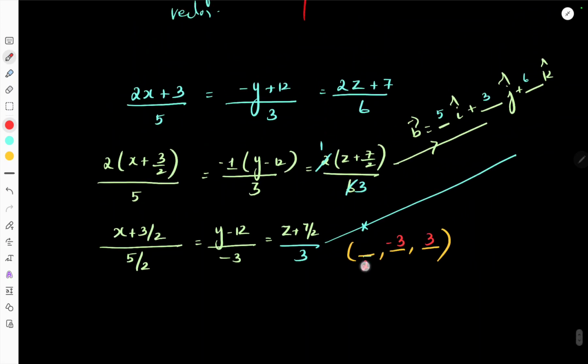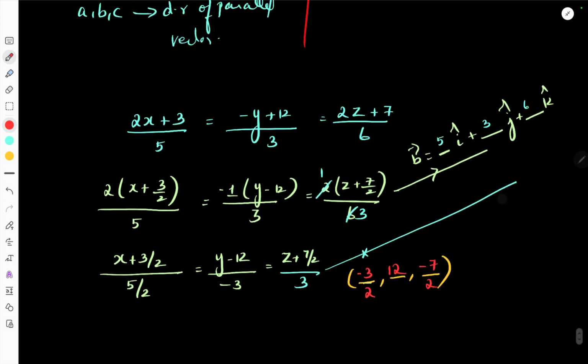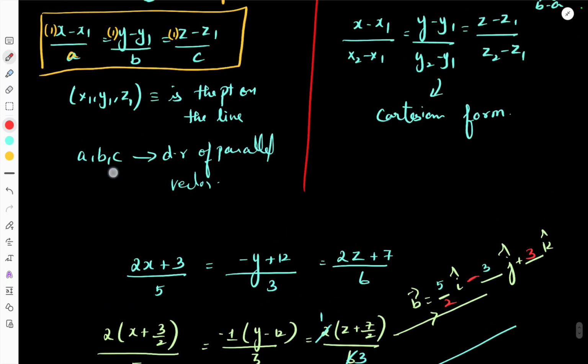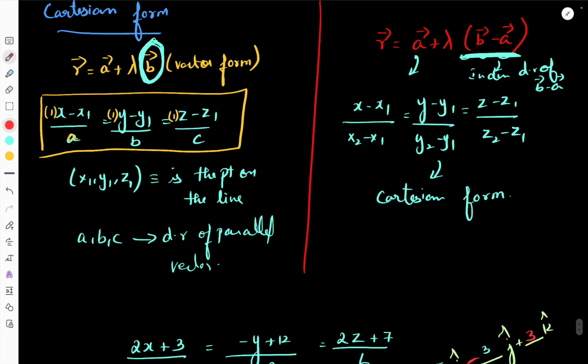Sorry, the point on the line will be, taking the negative of this x minus x1, minus 3/2, and the negative of this minus 12 means just changing the sign, so this will be 12, and minus 7/2, and here the parallel vector will be 5/2, minus 3, and just 3 here. So like this only we have to find. Before taking the point on the line and the directional ratios of the parallel vector, we have to make the coefficients of x, y, z equal to 1. Then only can we take the values of x1, y1, z1 and a, b, c.